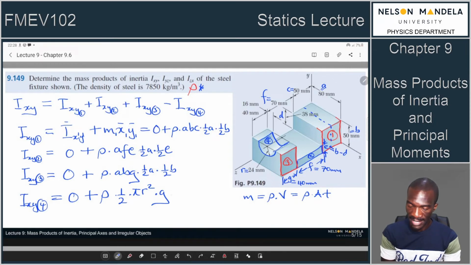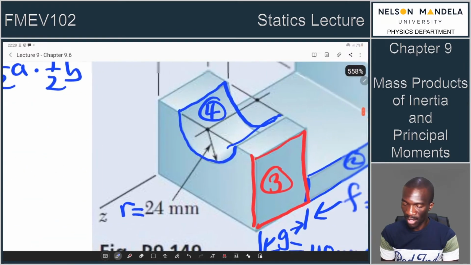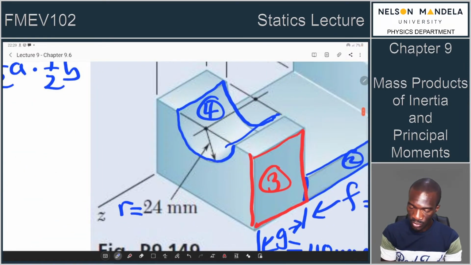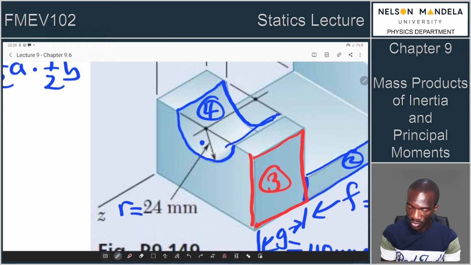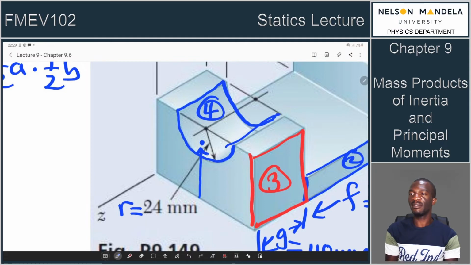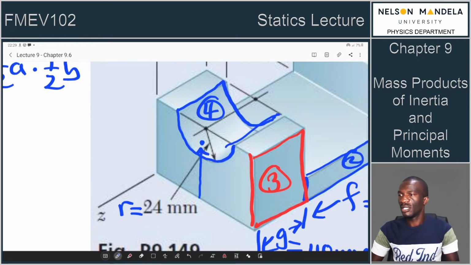We now have the mass: rho times the volume. Then x bar. What is x bar? Obviously, x bar is half of A. What about y bar? Our centroid is somewhere there, in this vertical axis. So if our centroid is somewhere there, we need to measure the centroid from this part. Let's see if we can find the centroid from the top of this circle.